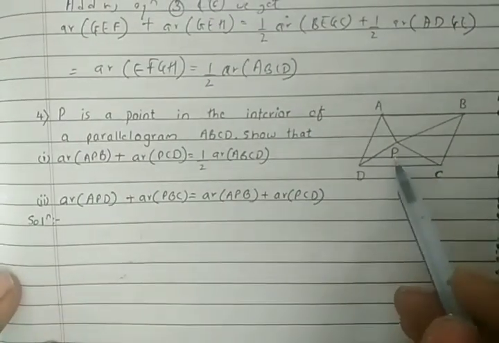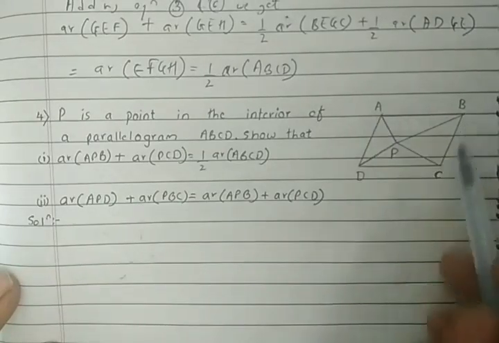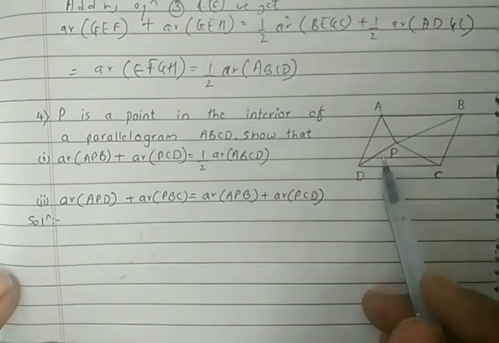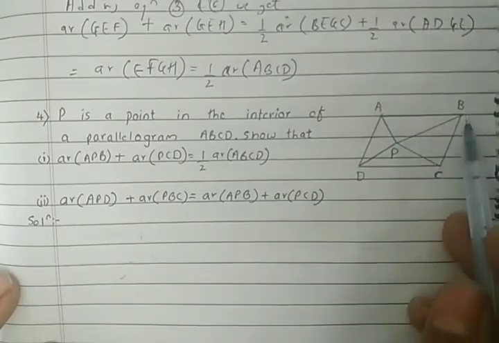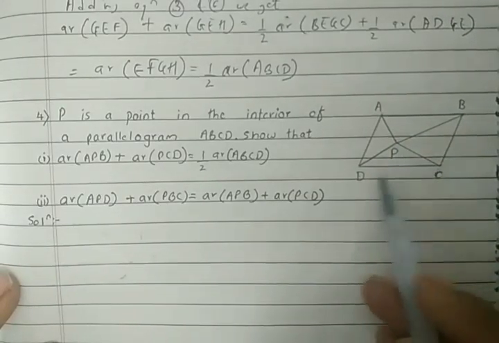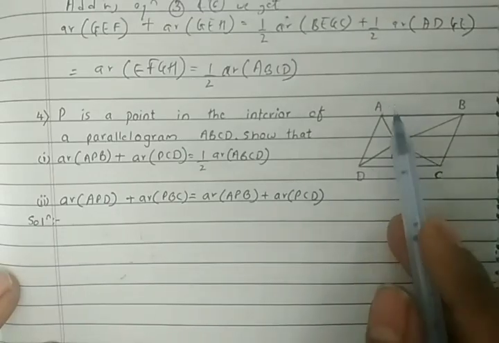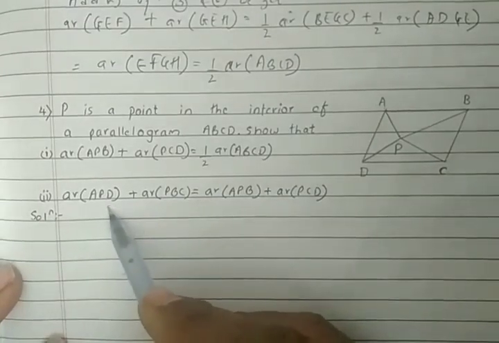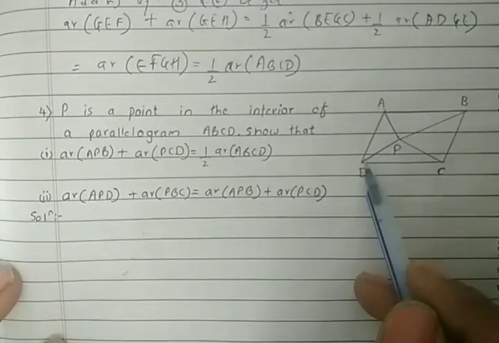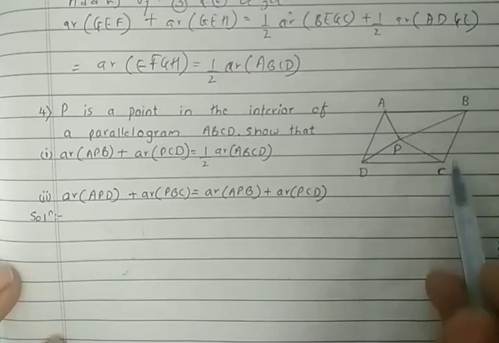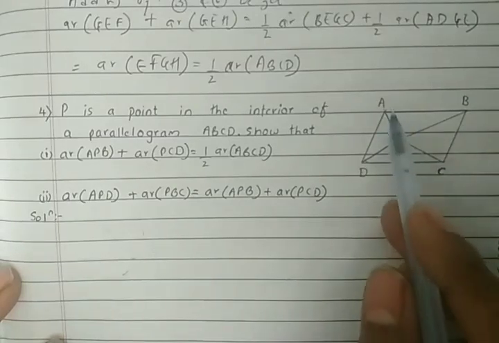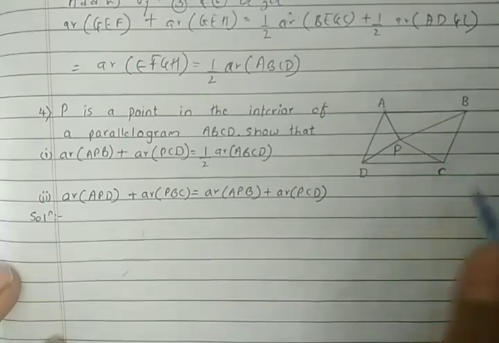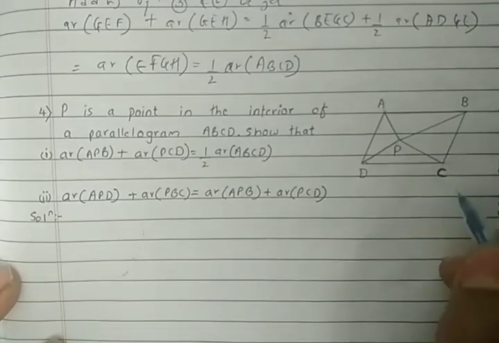Now let us solve problem number 4. It says that P is a point in the interior of a parallelogram ABCD. We have to show that area of APB plus area of PCD is equal to half of area of ABCD. And second, we have to prove that area of APD plus area of PBC is equal to area of APB plus area of PCD. Okay, two things we have to prove.